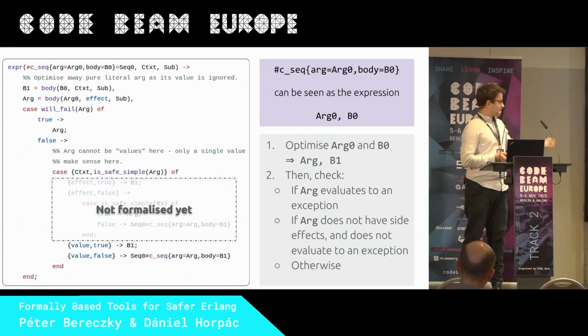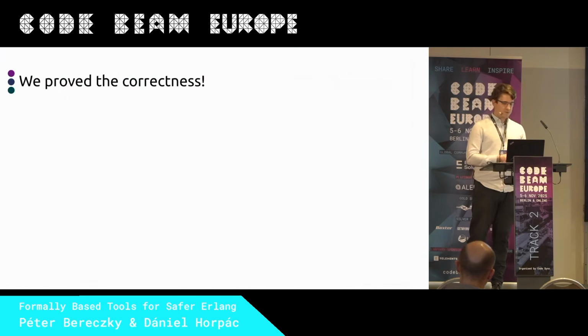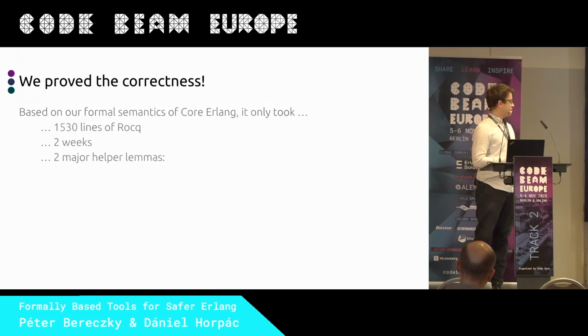There is a last part of this optimization we didn't investigate, but we formalized the rest of it with the formal semantics, and we proved that this optimization is correct. So the expression before the optimization and after the optimization are equivalent with the notion of equivalence I showed you before. It only took about 2 weeks of work and a lot of Rocq code, and obviously the semantics, which we built for 7 years.